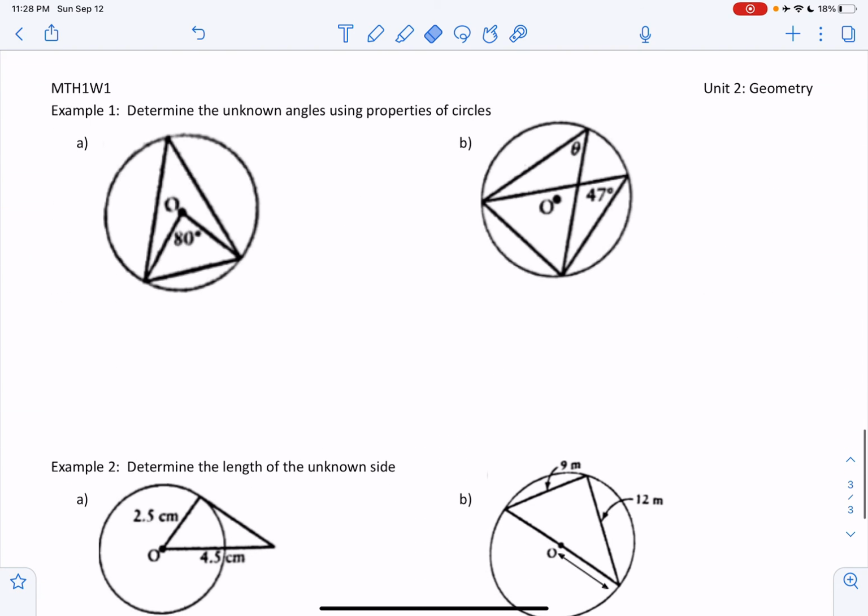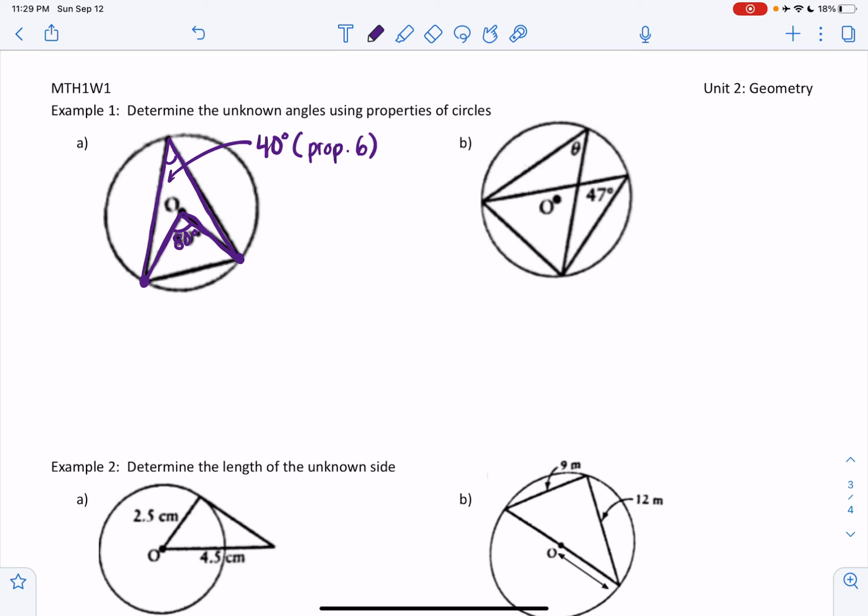Okay, so let's do a couple of examples just to give you a better idea of what you can use this for. The first one here, we want to determine the unknown angles using our circle properties. Here, this is like our property 6. We have the ends and we have our smaller slice of pizza here, and that gives us an angle of 80. Now we extend this to a larger slice of pizza like this. So this one has to be half of the other one, which gives us 40 degrees. And we're doing that using property number 6.